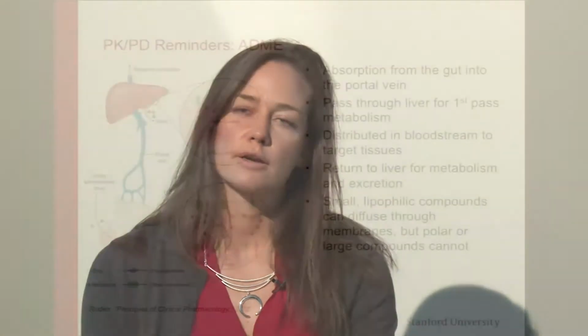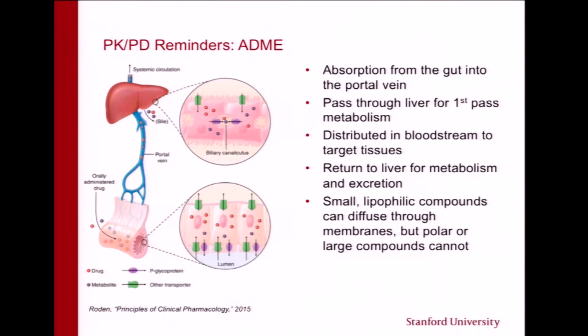So starting with a reminder of pharmacokinetics and pharmacodynamics. Remember the four principles: absorption, distribution, metabolism, and excretion. And remember, when you take a drug by an oral dose, as it passes through the intestine, it will be absorbed into the gut. And from the gut, it passes into the portal vein, which travels directly to the liver. In the liver, some of this drug will be taken up by the liver and metabolized for first pass metabolism.